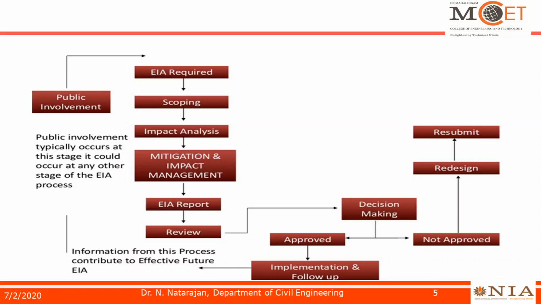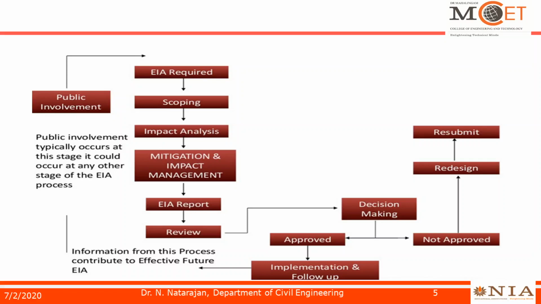Then comes the scoping. As I said, scoping is defining the boundary in terms of the physical boundary, as well as identifying the different parameters which are going to get affected. Then comes the impact analysis. Here they analyze the different types of impacts that can occur on the environment. Next one is the mitigation stage. In this stage, we propose mitigation measures on how to reduce the impacts on the environment and how to manage the different types of impacts.